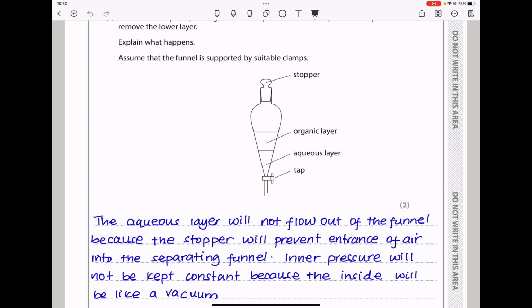So the aqueous layer will not flow out of the funnel because the stopper will prevent entrance of air into the separating funnel. So inner pressure will not be kept constant because the inside will be like a vacuum.